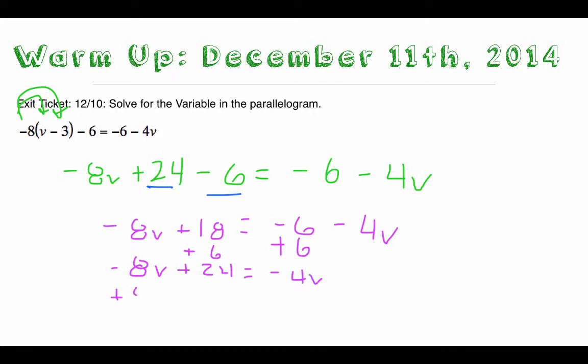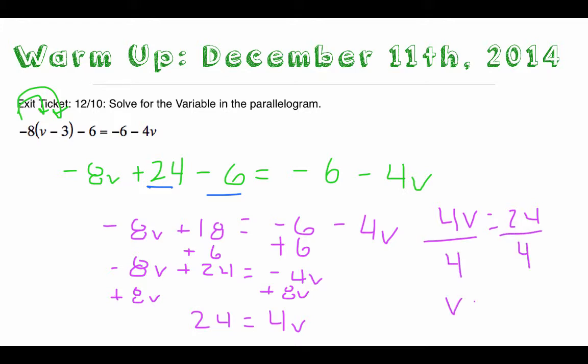All right, I want to add 8v to both sides. Left with 24 equals 4v. I want to isolate that v even further, so we're going to go 4v equals 24, just to rewrite to give me some more space. Divide by 4, divide by 4. Left with v equals 6. And that's how you would solve that simple algebraic expression.